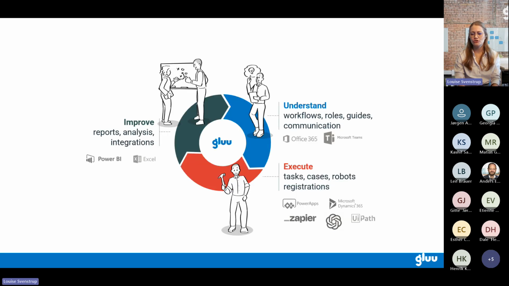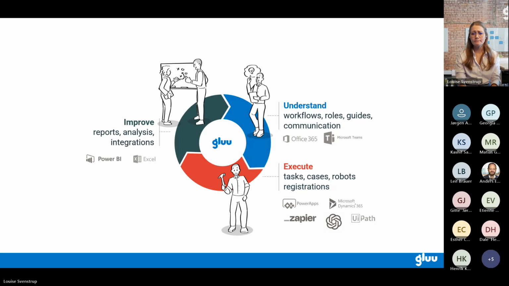The way that we've structured the product is we've basically put 3 products into one integrated platform. The first part of the platform is what we call Understand. That's the part of Gluu where you document your process flows, you add your work instructions to your activities, and you communicate it with your colleagues.